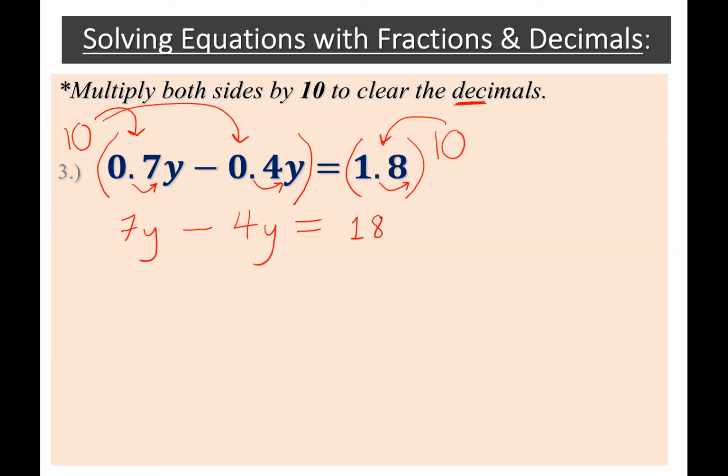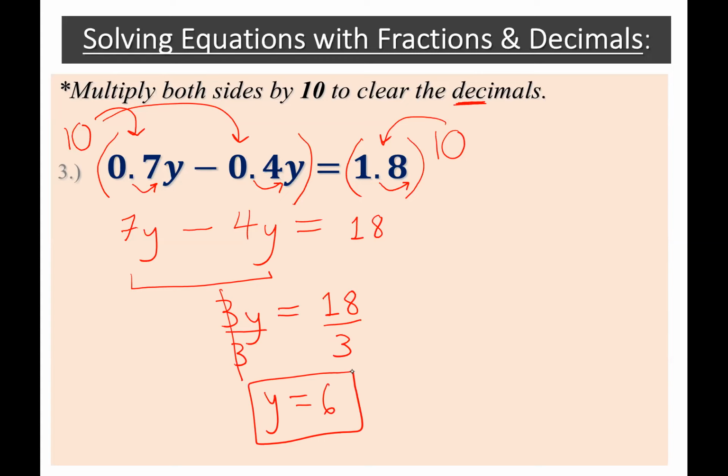Okay, and in my opinion, it's a lot easier now. The problem looks more doable, I think. Now we can continue. 7y minus 4y, together on that same side of the equal sign, we can combine those together. 7 minus 4 is 3. So now I have 3y equals 18. Finally, I can divide both sides by 3. 3y divided by 3, the 3's cancel out, y equals, and on the right side, 18 divided by 3 is 6. So my answer is 6.